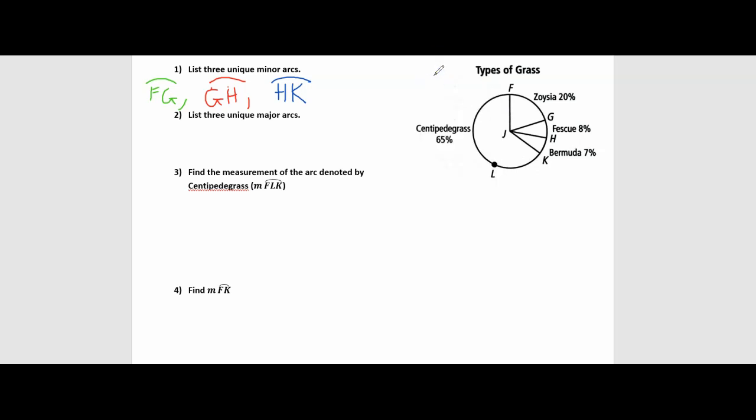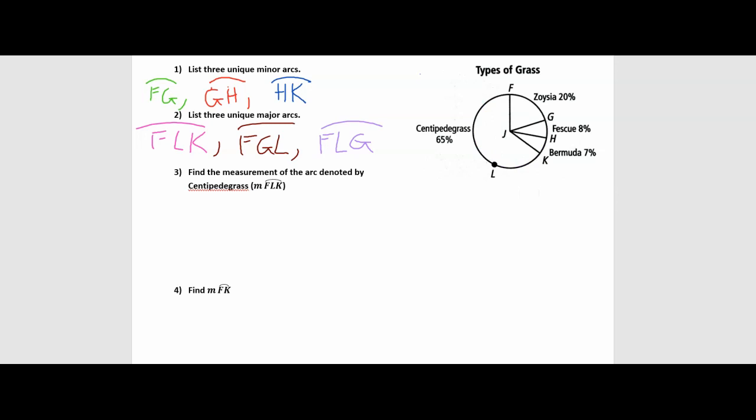3 major arcs, well, I'm going to go arc FLK. Let's make that arc a little better. Let's go arc FGL. And let's go arc FLG. That would be this big one right here. Of course, there are other arcs you could put down for both.